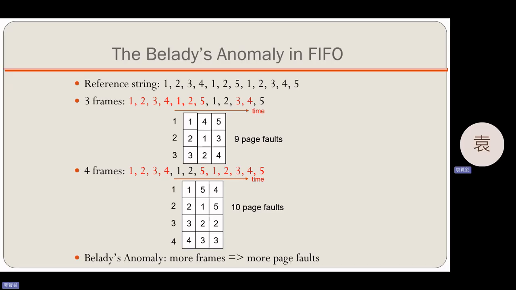So it violates intuition. It means more frames may generate more page faults. You assign more resources to this particular process, but do not get a better result. You actually get a worse result. So that's the characteristic of first in first out.